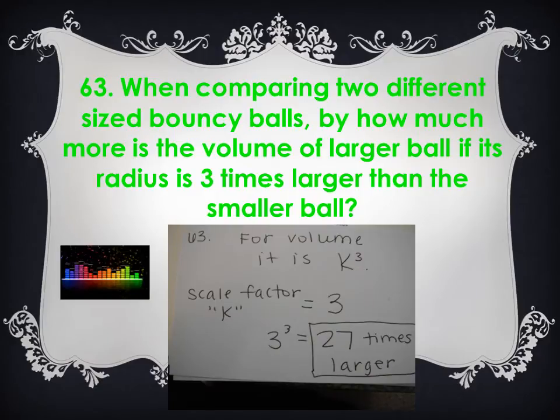This problem asks you to find out how much the volume is going to increase if the radius is increased 3 times. This goes back to Unit 1 when we did dilations and scale factor. Our scale factor here will be 3. When we deal with volume, we cube the scale factor, so this actually gets 27 times larger than the smaller ball.